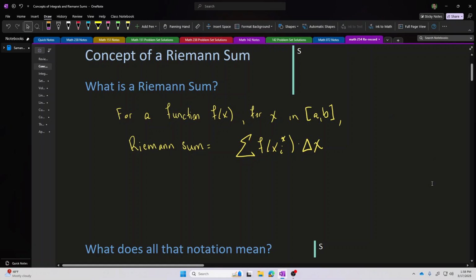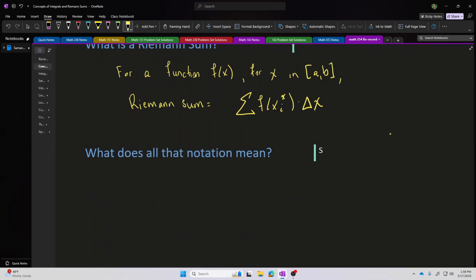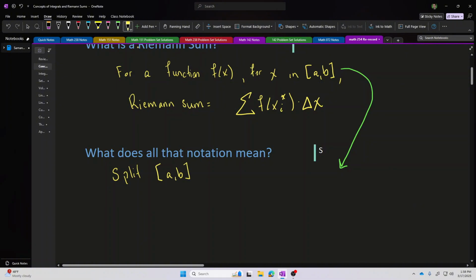So looking at this expression, one could say, okay, there's so much notation here. What do each of these symbols mean? What is going on in this expression? So let's break down this notation piece by piece. When you do a Riemann sum, the very first thing that you do is you take the interval of x values, a to b, and you split that interval up into smaller pieces or portions. So let's say we split the interval ab into a total of n smaller subintervals.